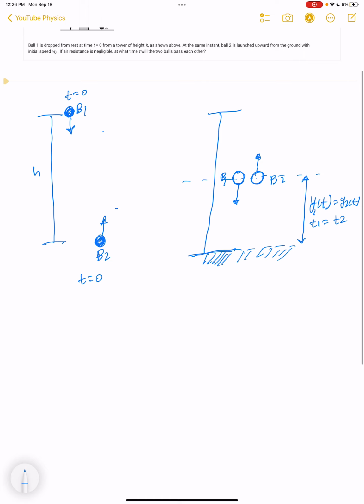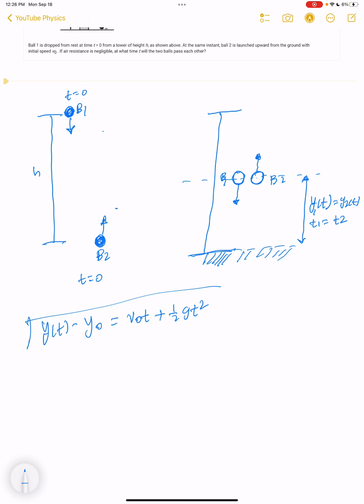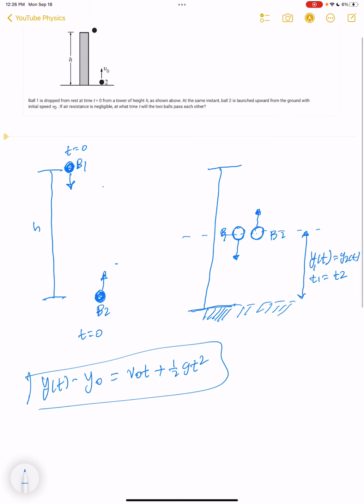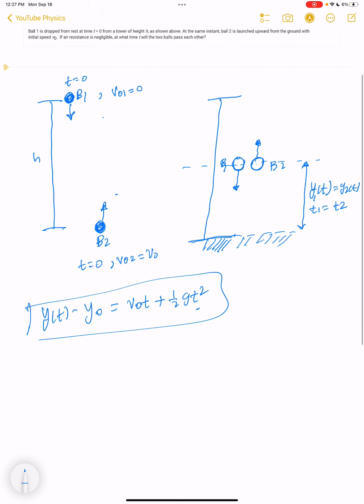Now just leveraging our equation, which is y of t minus y naught equals v naught t plus or minus 1/2 gt squared. So for ball one, let's write down the expression. The initial velocity is 0. However, for ball two, we have to throw it upward with initial velocity of v naught. Now let's write down the expressions for the two. For y1 of t minus y naught, in this case y naught of 1 is h. So it started with some height above the ground, h.